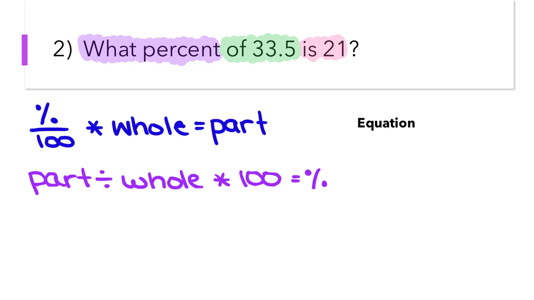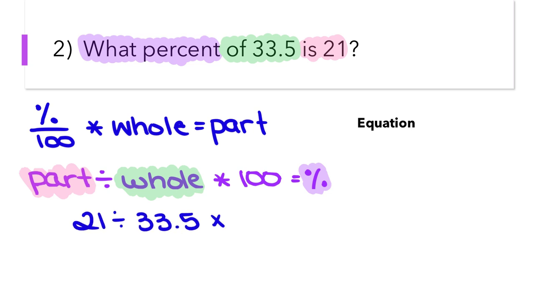So on this question, we've got the part is 21, the whole is 33.5, and you're trying to find the percent. So 21 divided by 33.5 times 100 is going to give us our missing percent.